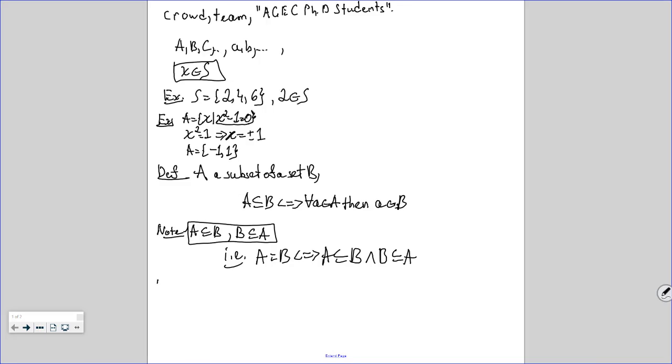For example, suppose we have two sets, set A which has the following elements, and set B with the following elements. Then it is easy to show that A equals B, since whatever element we take from A belongs to B, and all elements in B belong to A. So we have equality here.